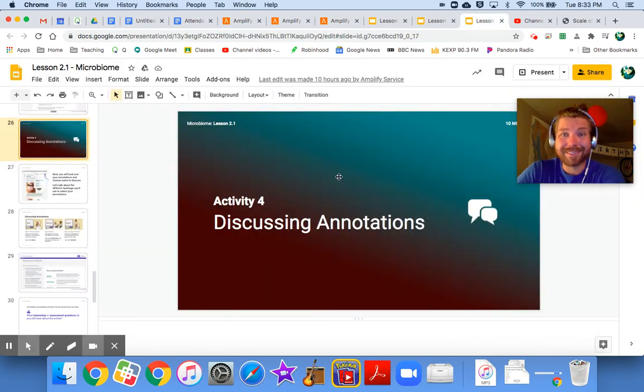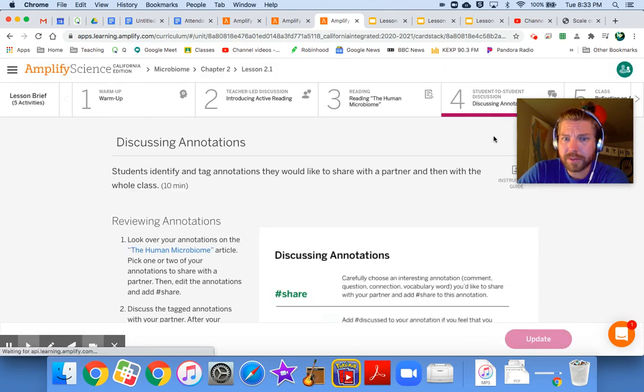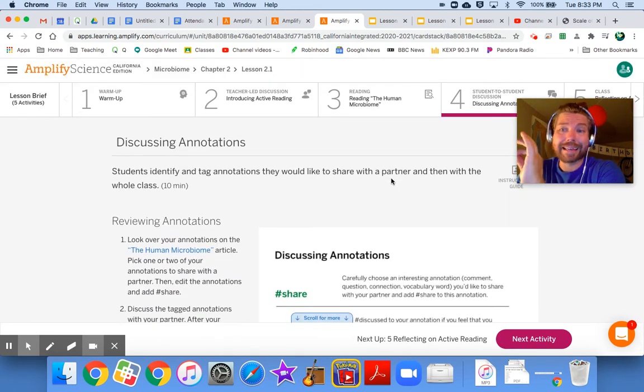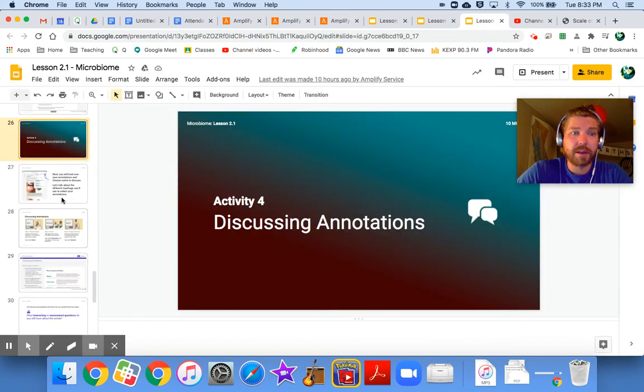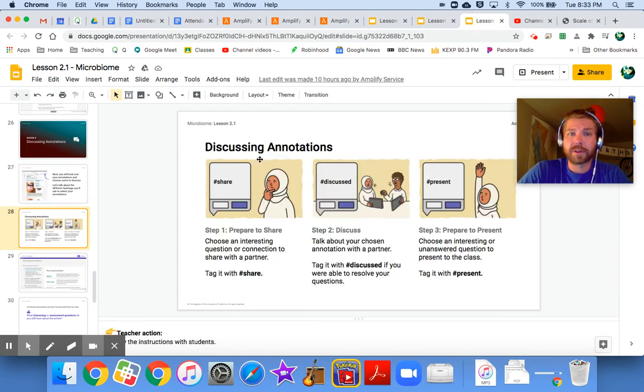So, number 4, discussing annotations. I'm going to click on number 4 right here, student-to-student discussion. Well, we're not going to really be discussing with other students yet. We might try to do this in the future, but this is how we would do it in class. So let's look at our slides again. You're going to go through all of your annotations and decide which ones you want to talk about. You can look at all of your annotations for the article if you click up there in the article as you're reading it.